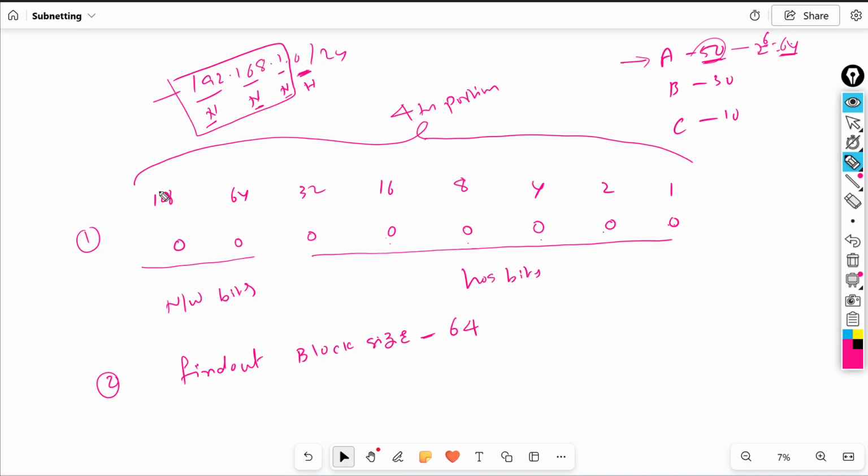So here, what are the network bits? 128 and 64 are network bits, right? So what is the least value? 64 is the least value. 64 is called what? Block size. I will tell you what is the use of this block size.